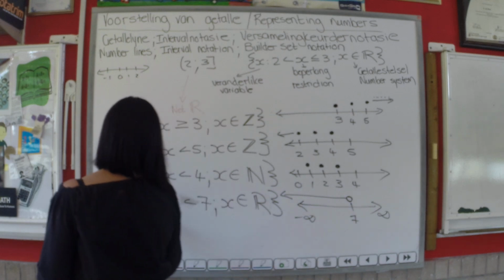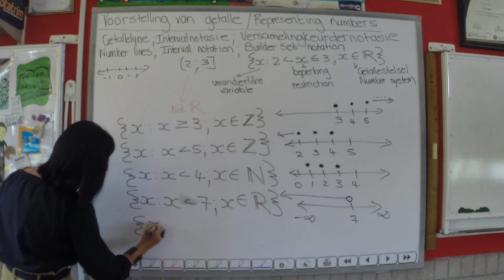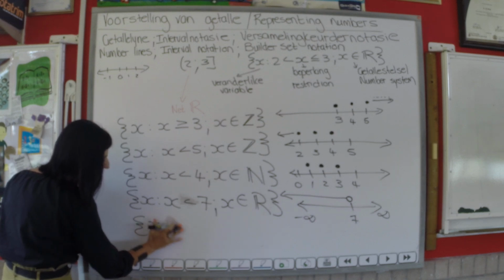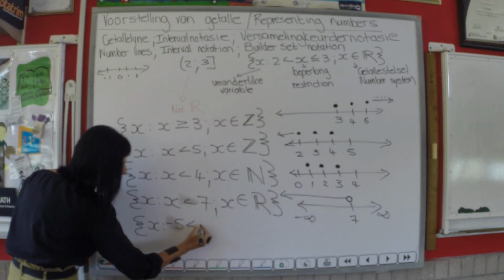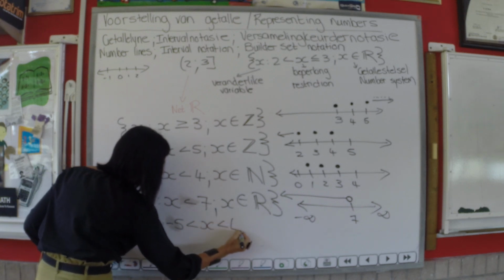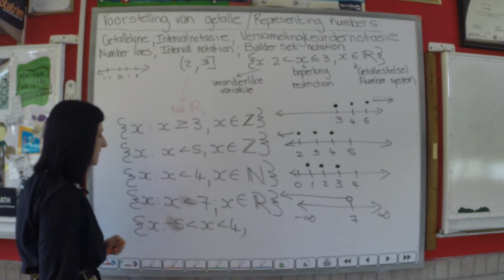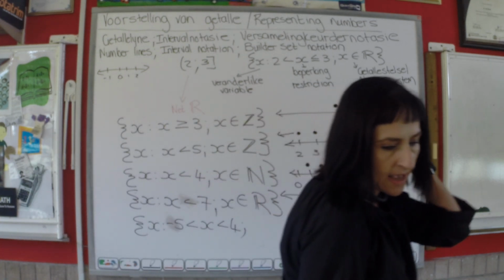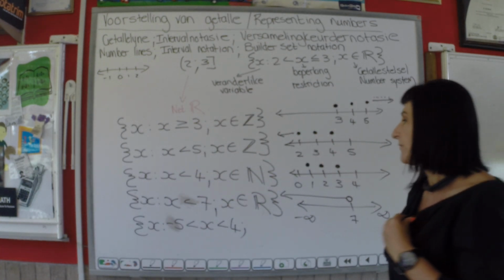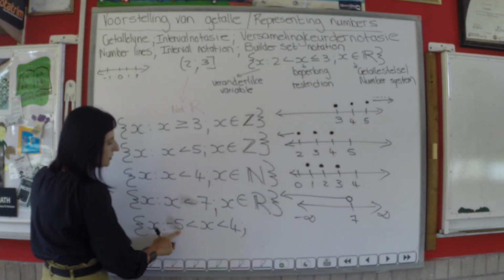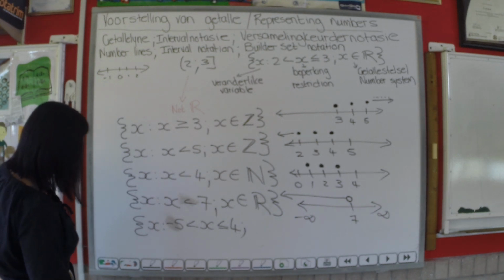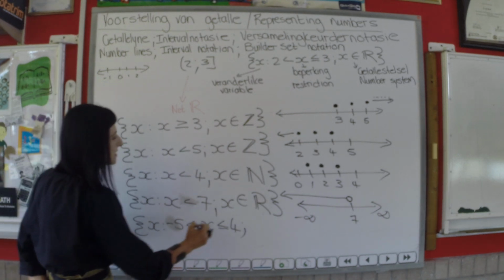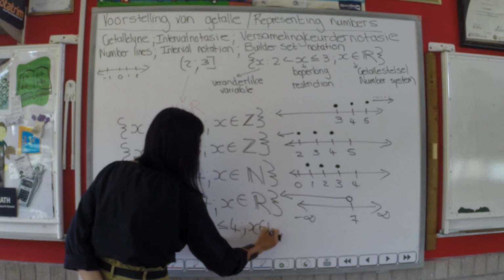Okay, en dan het ons real numbers between -5 and 4. Again, the same thing. Now it's between. -5 is the smaller one, so I write it first. X in the middle, and 4 is the bigger number, so I write it last. And they say that -5 is not included, but 4 is included. 4 is part of it, but -5 not. And this is all real numbers.